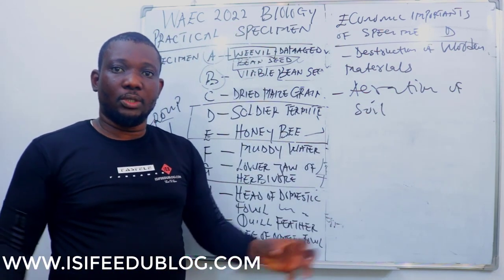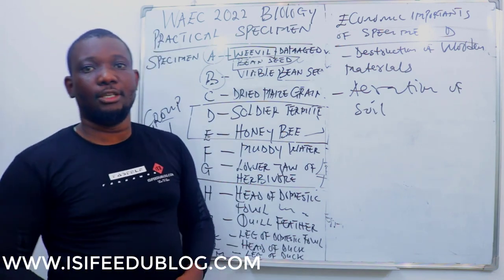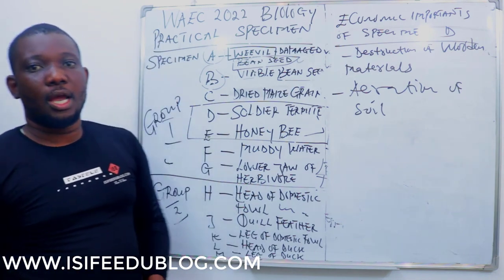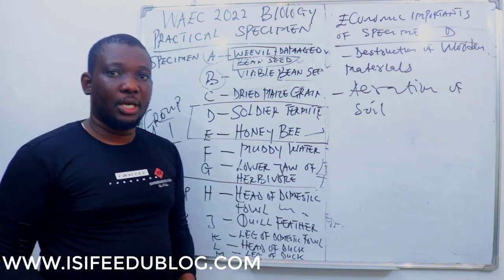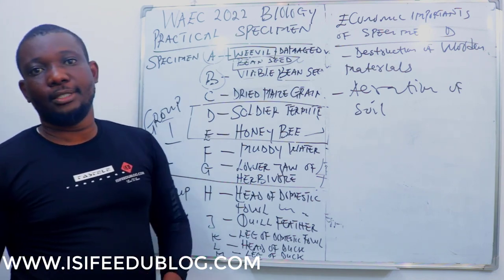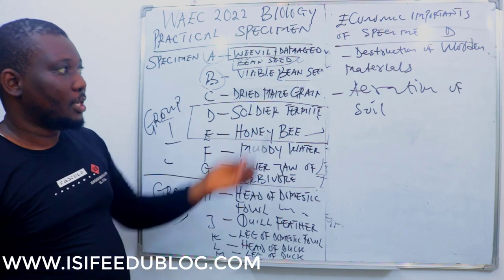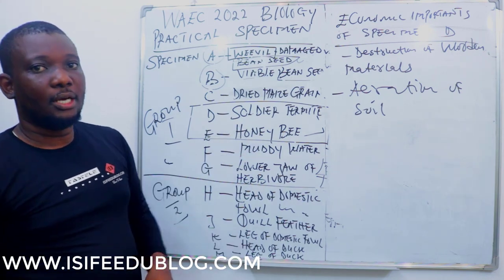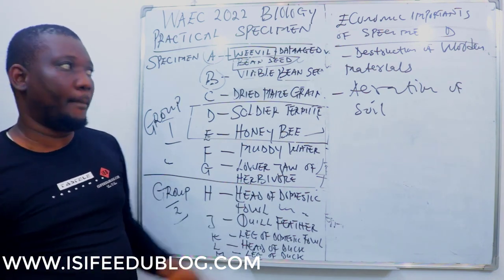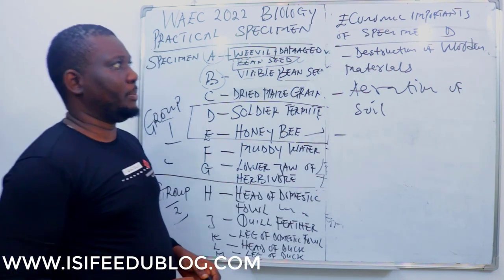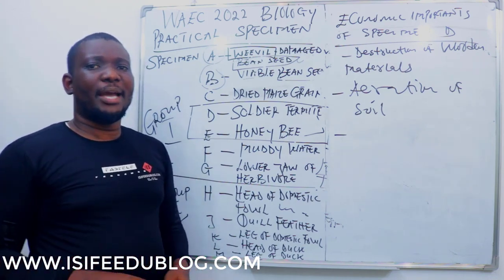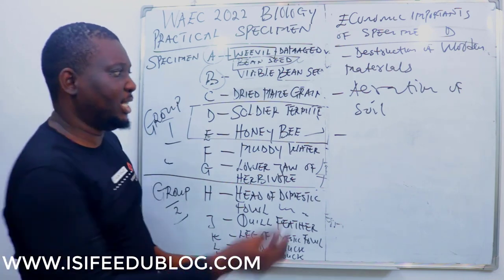Once the soil is loose, oxygen can permeate into the soil, and that is very good for crop yield, as well as the availability of certain nutrients in the soil. Aeration: their burrowing helps to aerate the soil by loosening it up. Then the third economic importance of termites is that termites are edible.